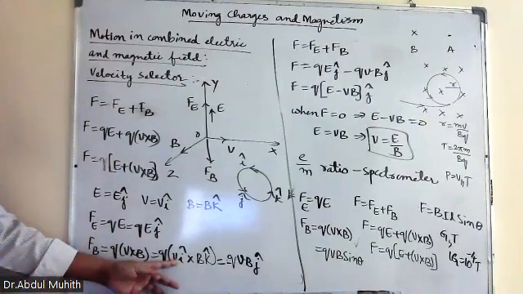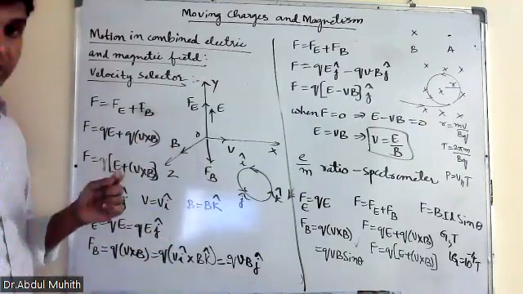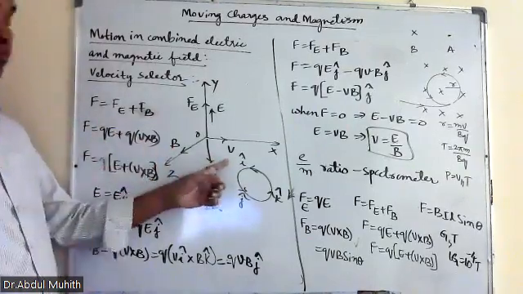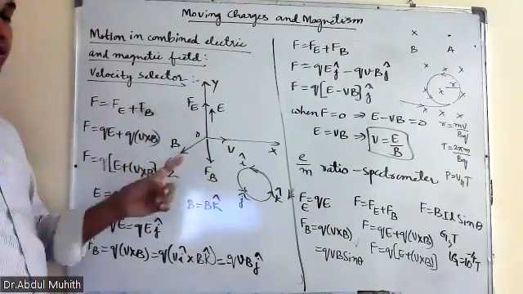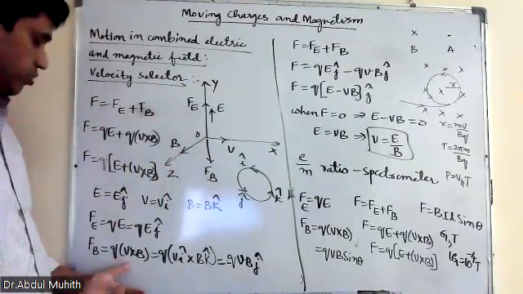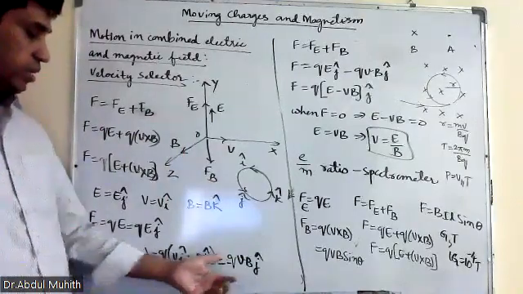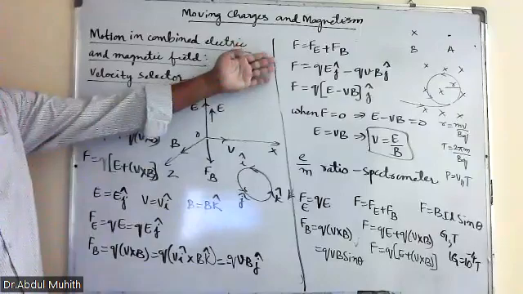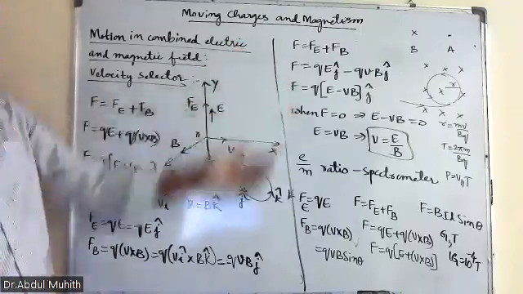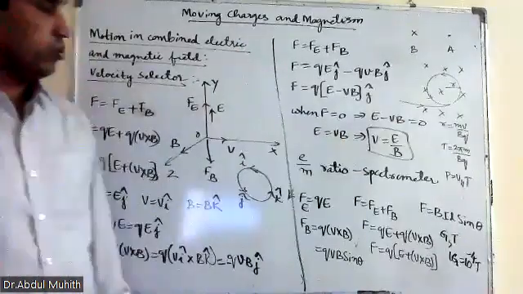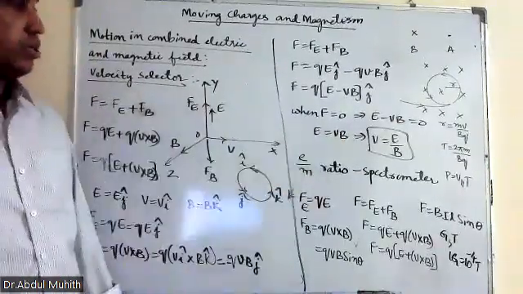I cap, J cap, K cap are unit vectors along the x-axis, y-axis and z-axis respectively. So Q into V cross B, V I plus B K. So I cross K is equal to minus J. Now take Q common, we get that value. And suppose F is equal to 0, what can we write? E minus VB is equal to 0. E is equal to VB, so V is equal to E by B.